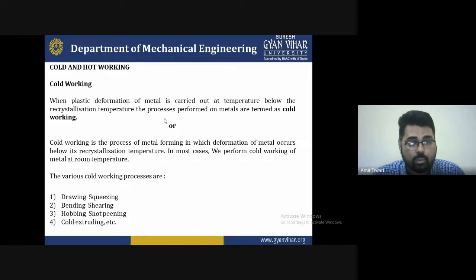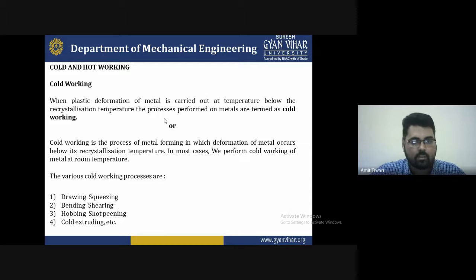When the plastic deformation of metal is carried out at a temperature below the recrystallization temperature, we can say that it converts the original shape. Or we can say that cold working is the process of metal forming in which deformation of metal occurs below its recrystallization temperature. In most cases, we perform cold working of metal at room temperature. So these are the definitions of cold working.